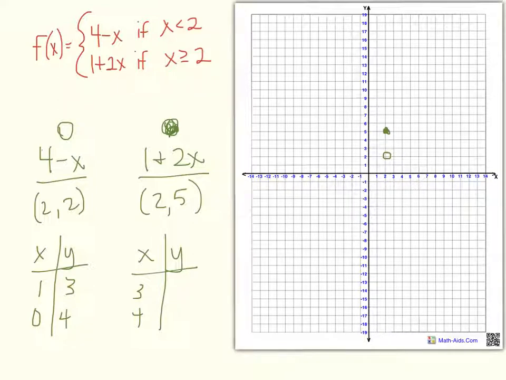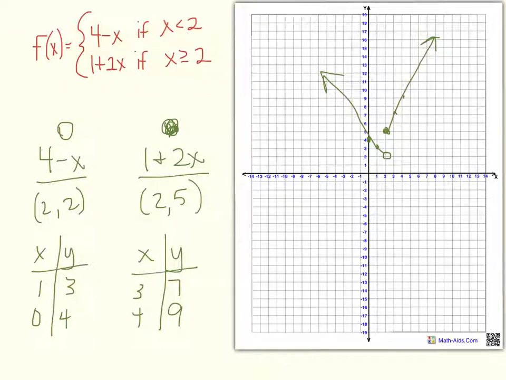So my first graph, with the endpoint of the open circle, goes through (1, 3) and (0, 4), going up that way. Now to get my second graph, I'm going to plug in my 3 and 4. 1 plus 2 times 3 is 7. 1 plus 2 times 4 is 9. So (3, 7) and (4, 9). Looks like it's going to go up this way. And that would be my piecewise function.